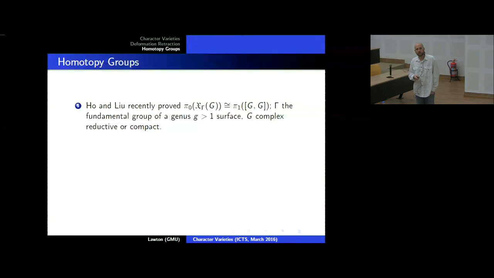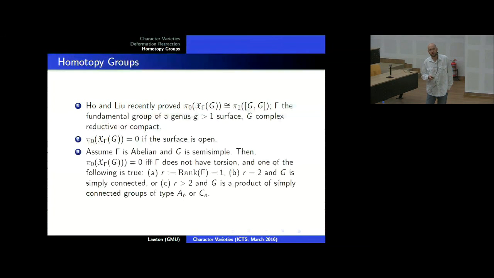Ho and Liu recently showed that the number of connected components, when gamma is the fundamental group of a genus 2 or higher surface, where G is complex reductive or compact, is given by pi 1 of the derived subgroup of G. If we're dealing with an open surface group, that is a free group, then it's always connected. So these are the three families I've been focusing on: surface groups, free groups, and abelian groups.